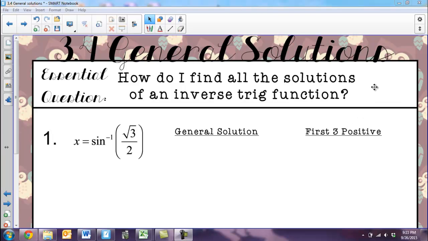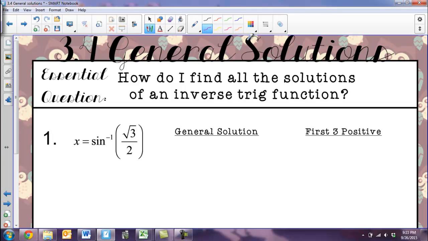Hey guys, today we are going to be finding general solutions to inverse trig functions. Before, we talked about finding the one answer that fell within the restricted range of the inverse function, but today we want to know all of the angles that make that ratio. So our essential question is, how do I find all the solutions of an inverse trig function?